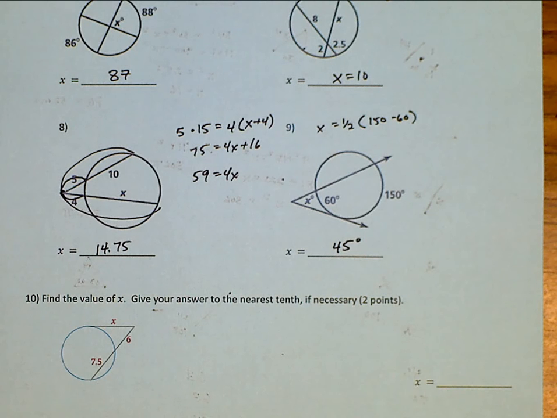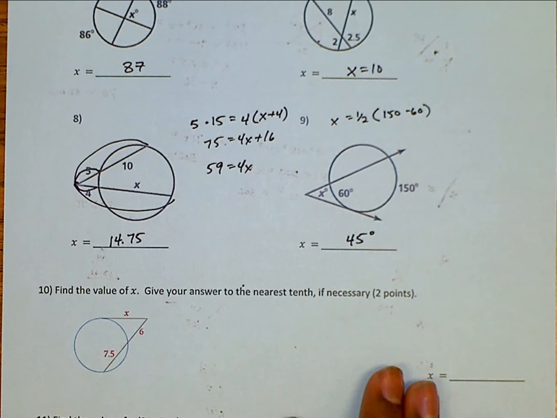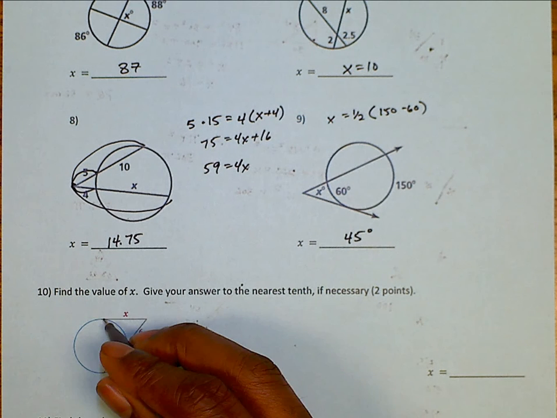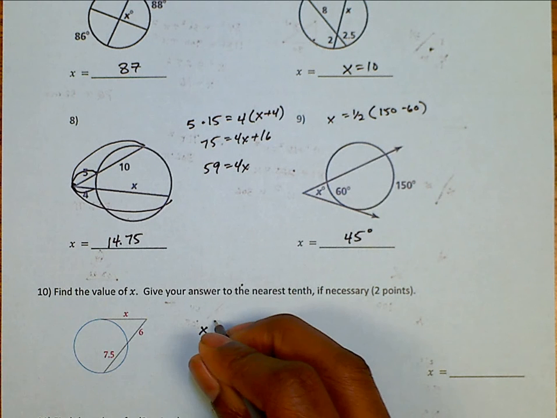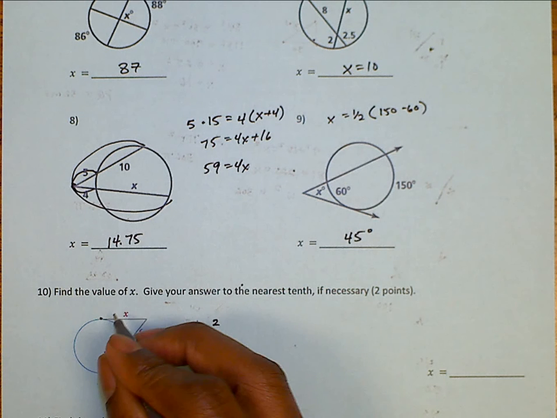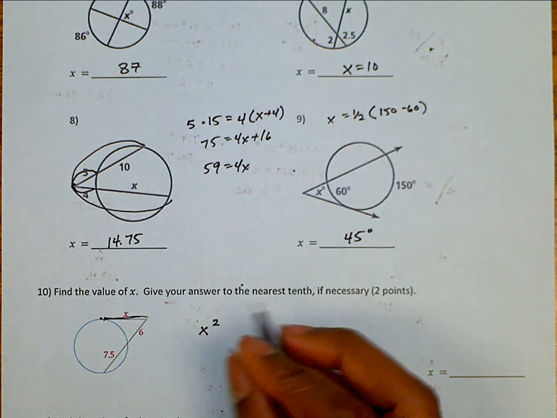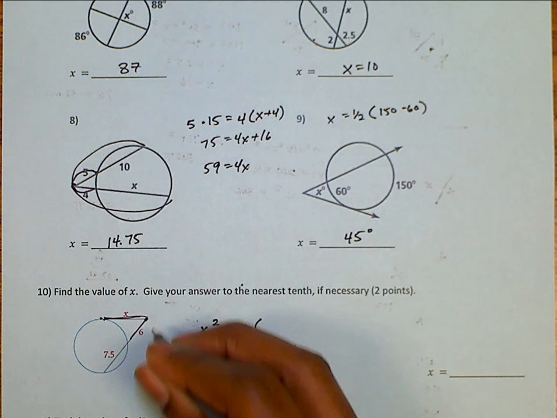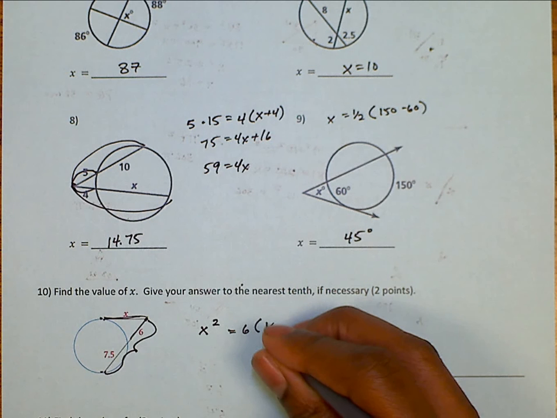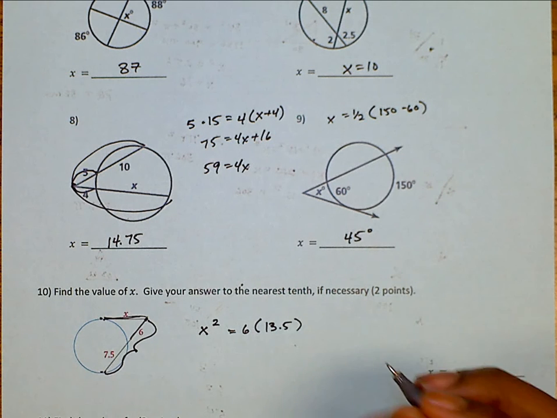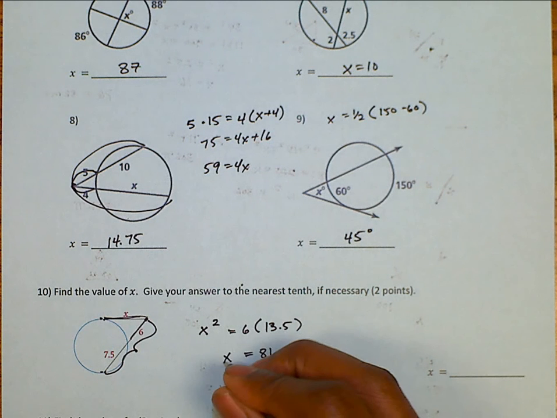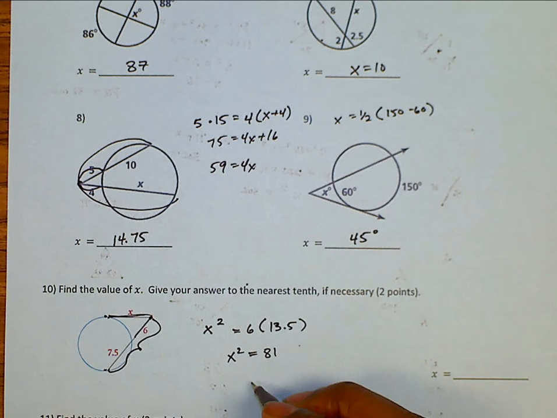Number 10, we have a tangent and a chord. So what we see here is that we have x squared, because it only touches the circle in one place, so the distance x times x equals 6 times to the other edge 13.5. So 6 times 13.5 gives us 81. X squared equals 81. That must mean that x is 9.